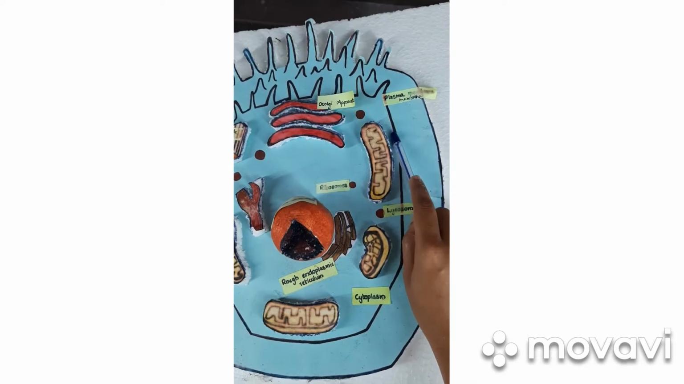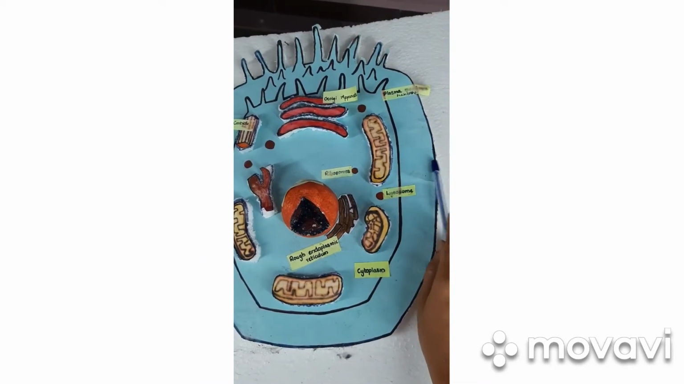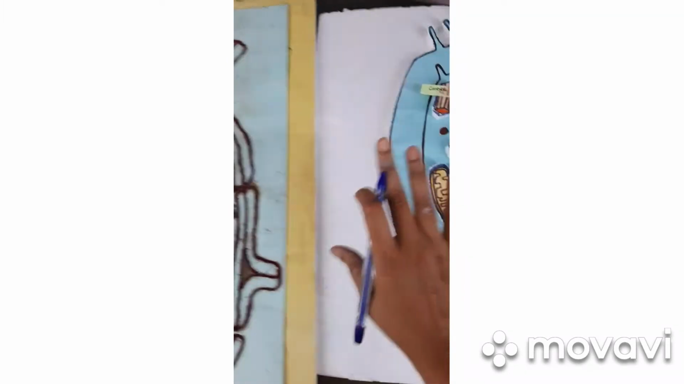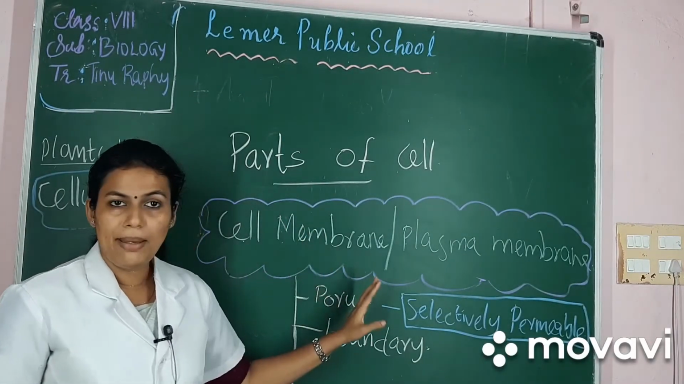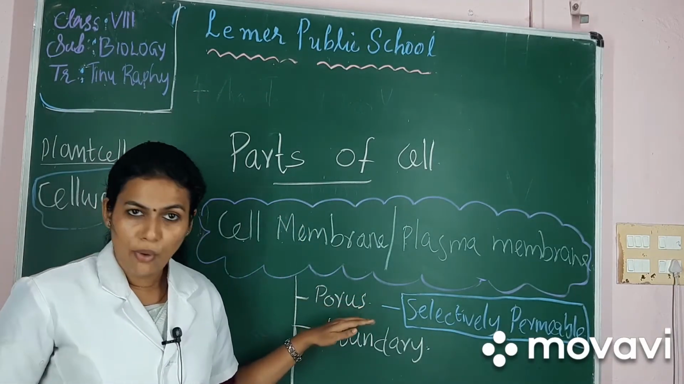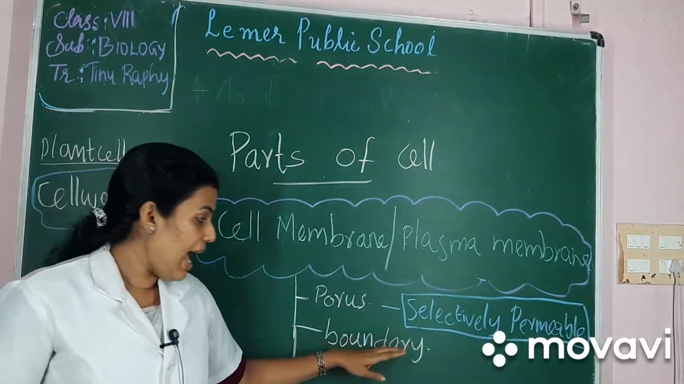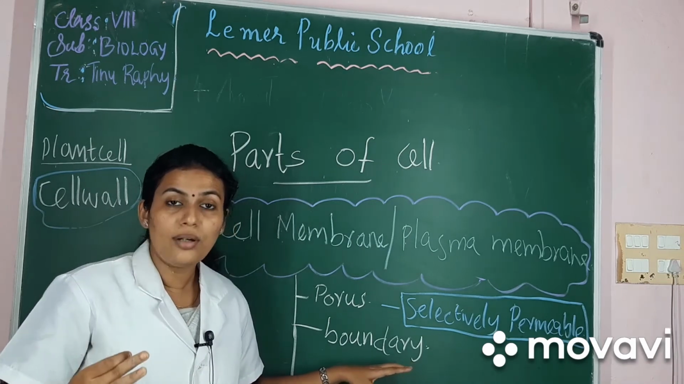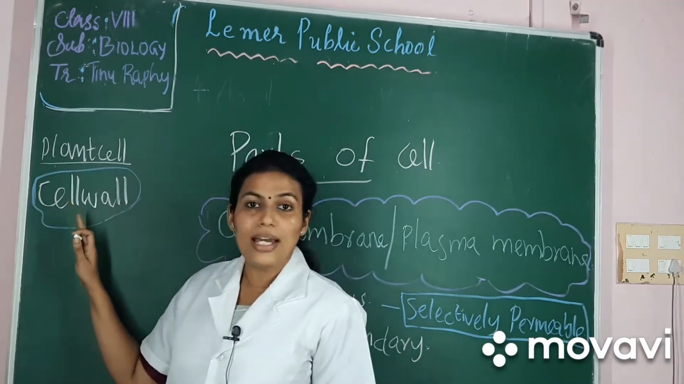This is a representation of plasma membrane. It doesn't have any cell wall. All the other contents are similar. So we learned two functions of the cell membrane. First one is it is porous, it is selectively permeable, and the second one is it acts as a boundary. We learned that in plant cell alone there is an outer membrane which acts as an additional boundary, and it is called a cell wall.